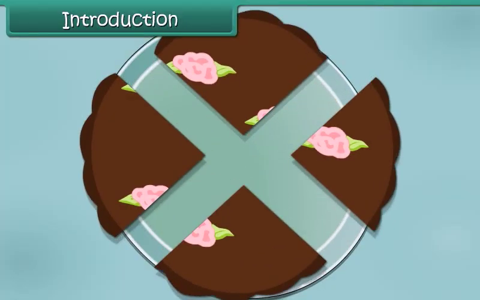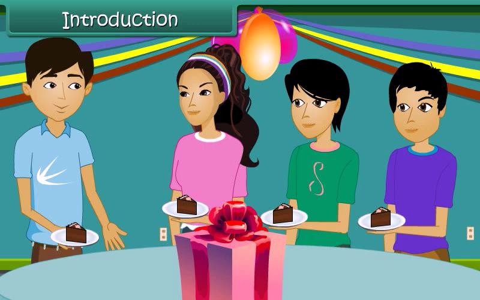We were 4 friends at a birthday party. Rick had cut the cake in 4 equal pieces, and each of us got 1 piece. Do you know, this reminds me of fractions. Want to know more? Join me to wade through the world of fractions.